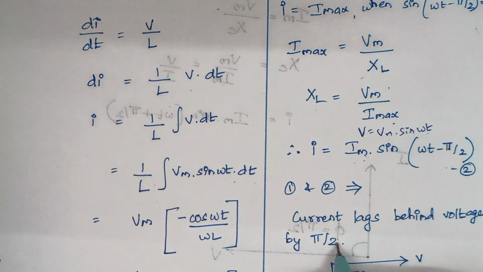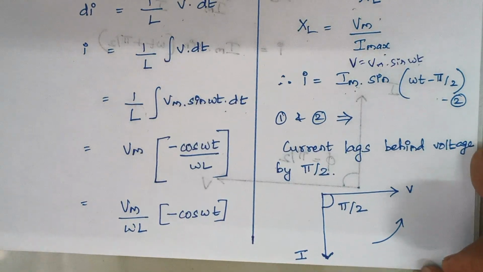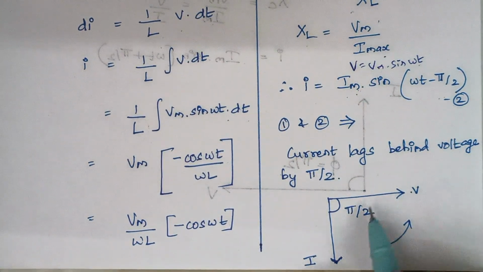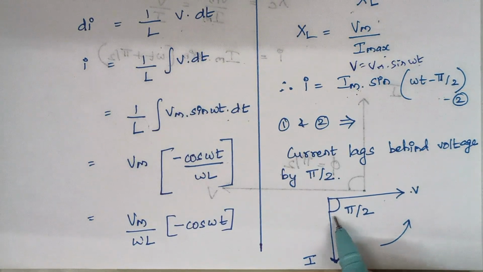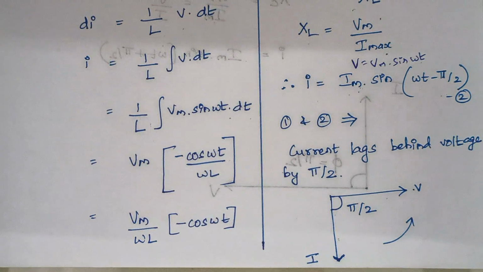So pi by 2 is nothing but 90 degrees. So when you draw the diagram of voltage and current, you see this is your voltage and this current lags the voltage by 90 degrees, right? So now we are going to proceed with the capacitive circuit.